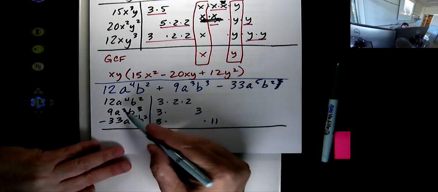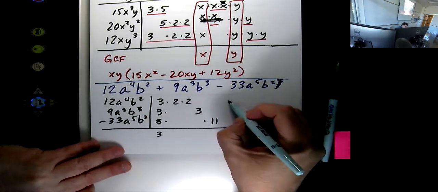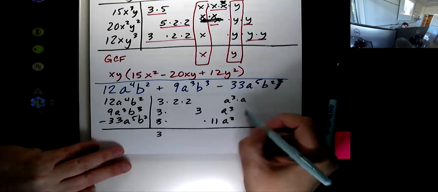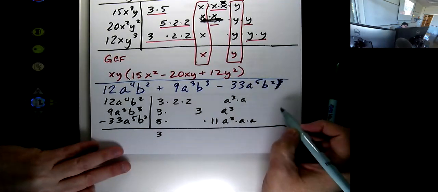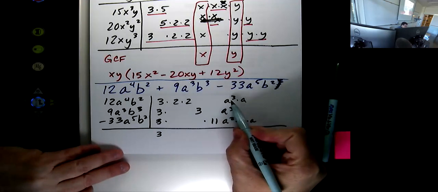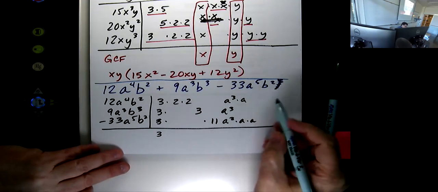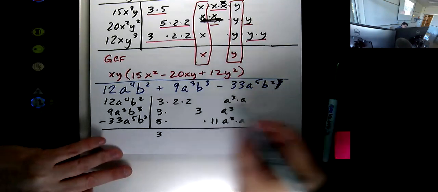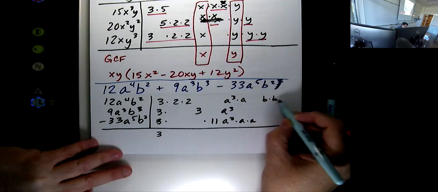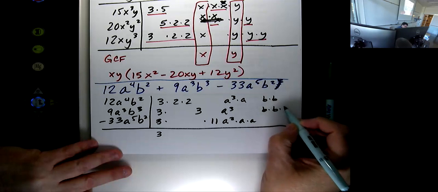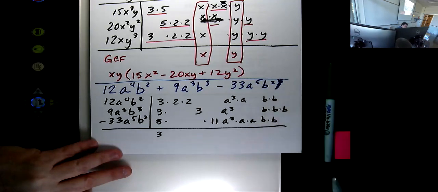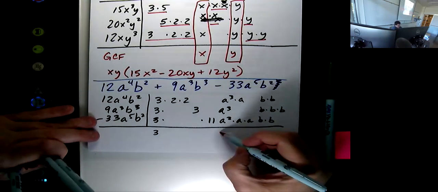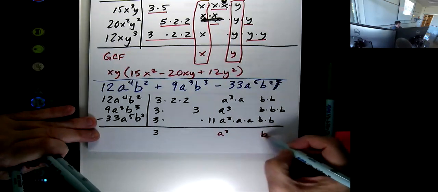Then when I went for A's, it looks like A cubed is the smallest one. They all have an A cubed. This one had an extra A. This one had 2 extra A's. And if you did A times A times A and had 3 columns of A's, that works as well. For B, it looks like the lowest one is B squared. I'll just write the B's as they are. So both ways work. I didn't have to write B squared. But it looks like we got an A cubed and B squared.